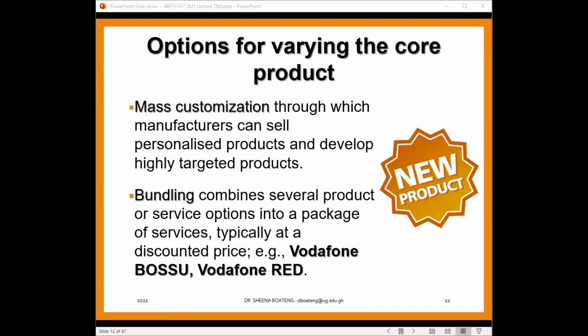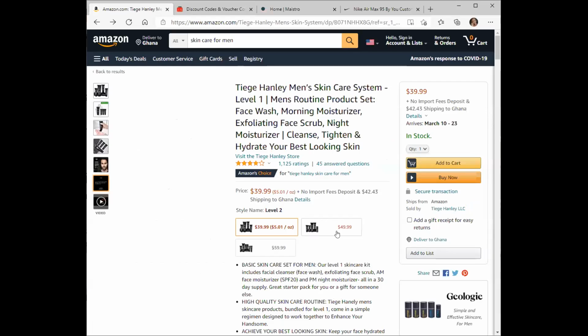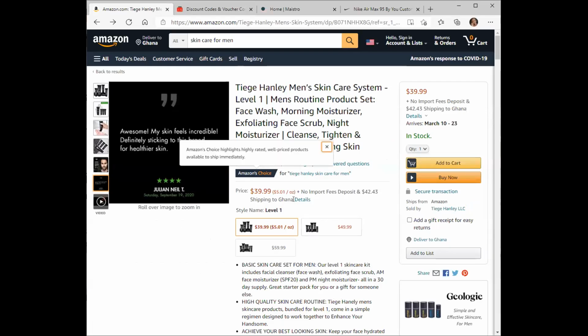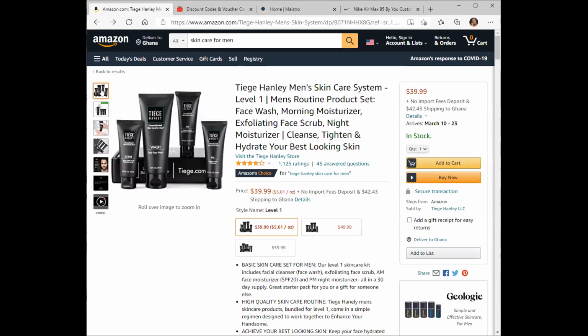Let's look at another typical example from an online seller. Now, this example we are going to see is from Amazon.com. Currently, I'm on a page where I'm trying to purchase some male skincare items. Can you please see the screen? Yes, please. Good. So here we are looking at the Teague Hanley men's skincare system, right? And it is a complete system that includes a wash, a scrub, and then an AM and PM cream, right?